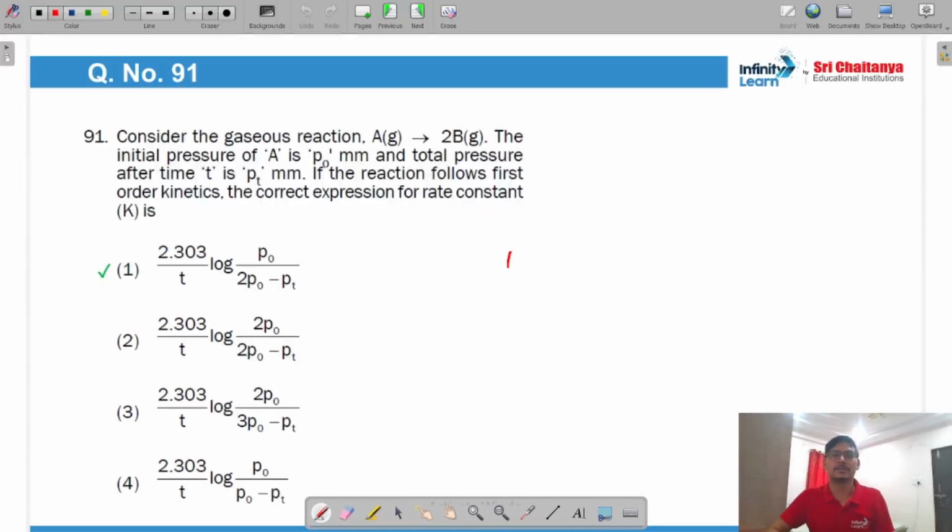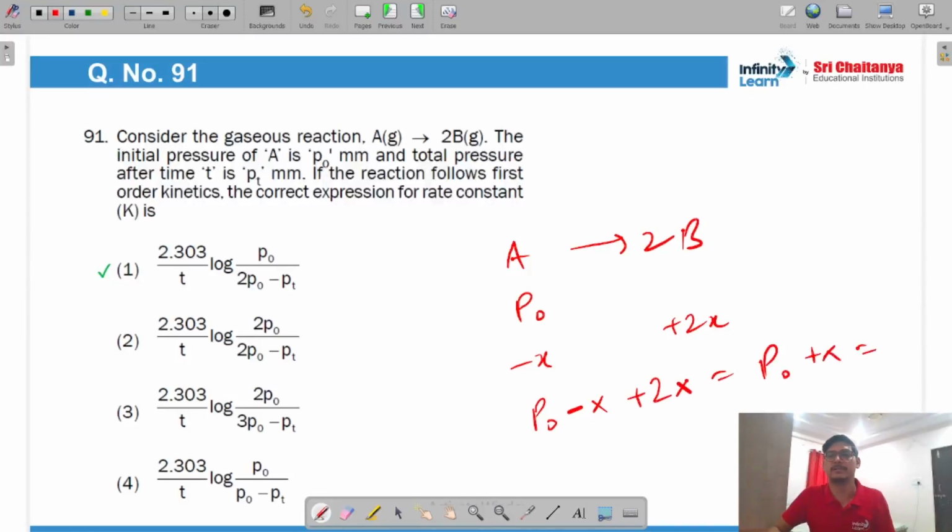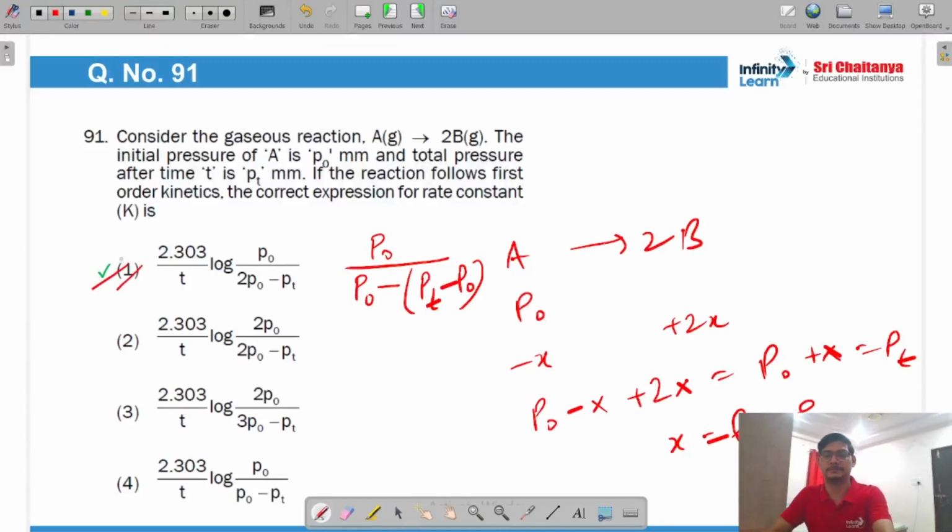Then consider this reaction. A gives to B. Initially the pressure is P naught. Let us say the change in pressure is minus X. So this would be plus 2X. So at time T, the total pressure would be P naught minus X plus 2X, which would be P naught plus X. But this is equal to the total pressure PT. So X would be PT minus P naught. Now the integrated expression would be K is equal to 2.303 by T log initial pressure, which is P naught, divided by pressure of the reactant at time T, which is P naught minus X, and X is PT minus P naught. So P naught divided by 2P naught minus PT. So this is the correct answer, guys.